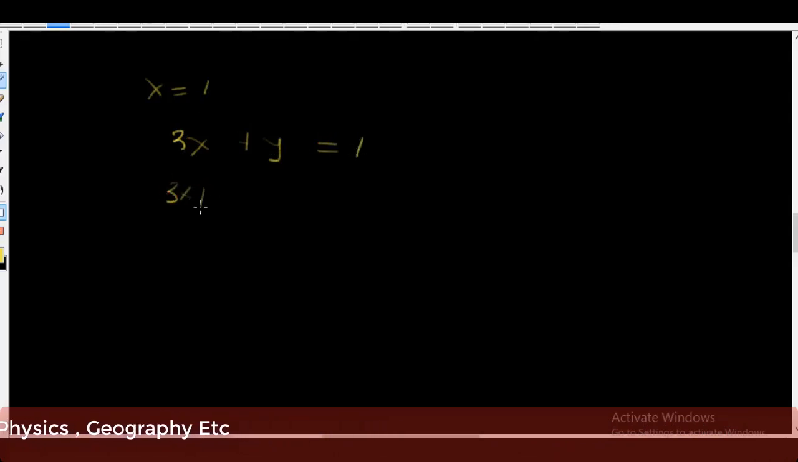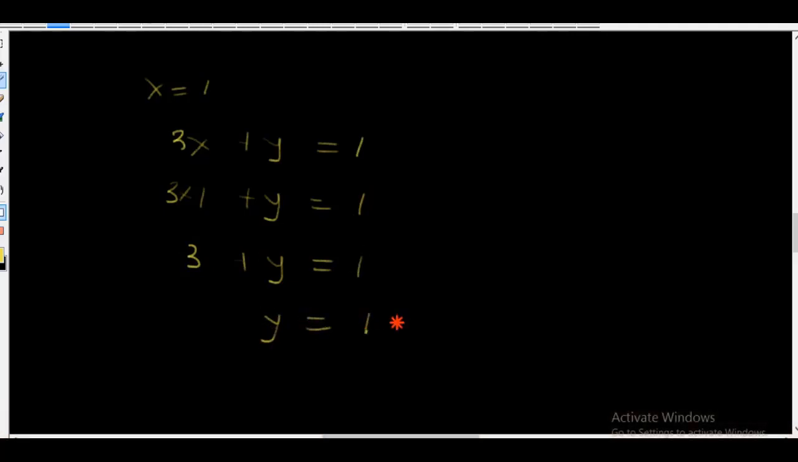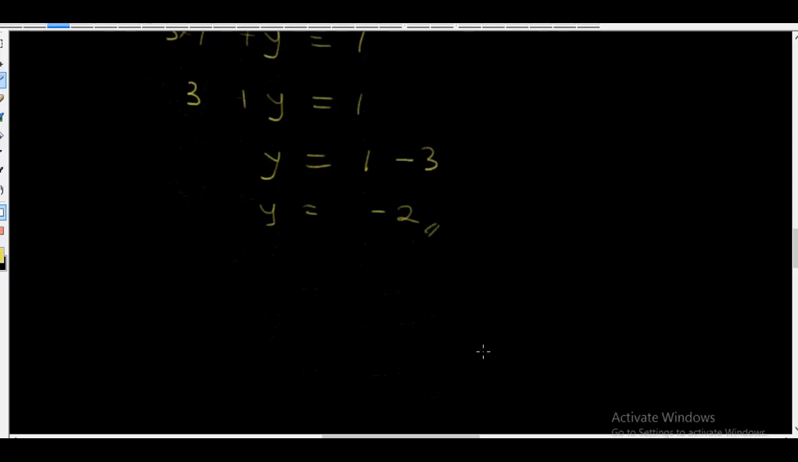So x is equal to 1, and so let's substitute for x. From equation 1, 3x plus y is equal to 1. x is equal to 1, so that is 3 times 1 plus y is equal to 1. So 3 plus y is equal to 1. Therefore, y is equal to 1 minus 3. y therefore is equal to minus 2. Let's move to example number 5.